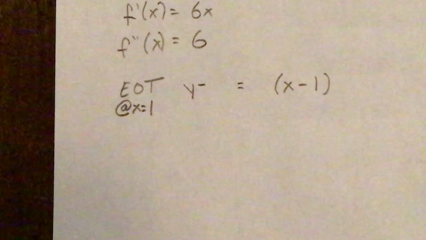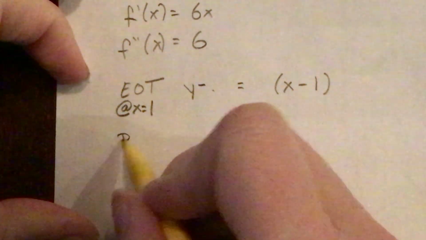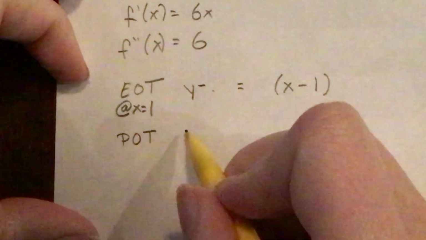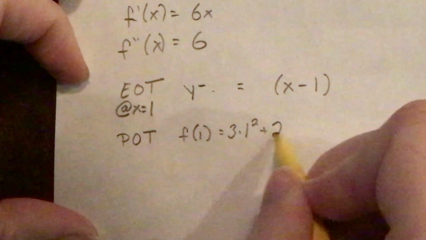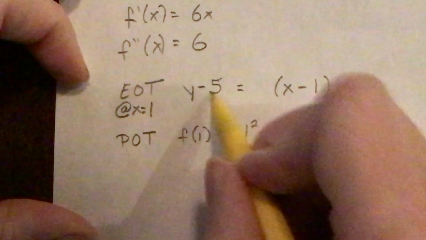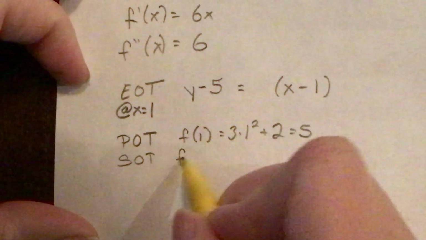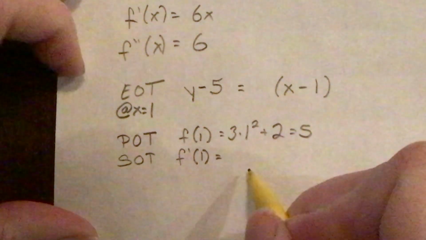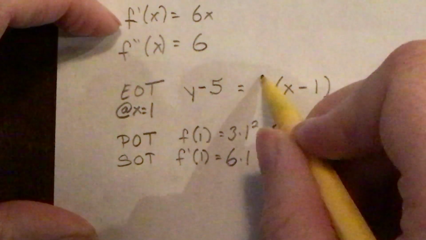So 1 comma what? We need the y value here, so we need the point of tangency. That's going to be f of 1, which is 3 times 1 squared plus 2, which is 5. So the y value is 5. That goes here. We also need the slope of the tangent line, which is f prime of 1. f prime is 6x, so this is 6 times 1 equals 6. Our slope is 6. There it is.